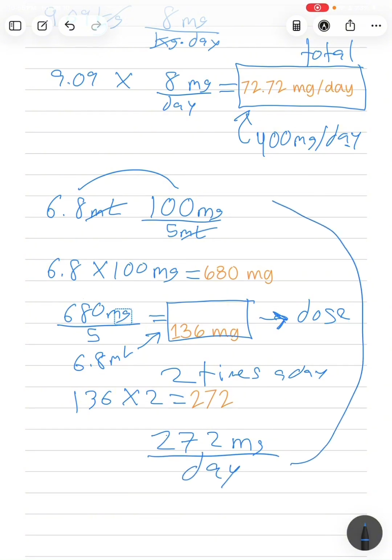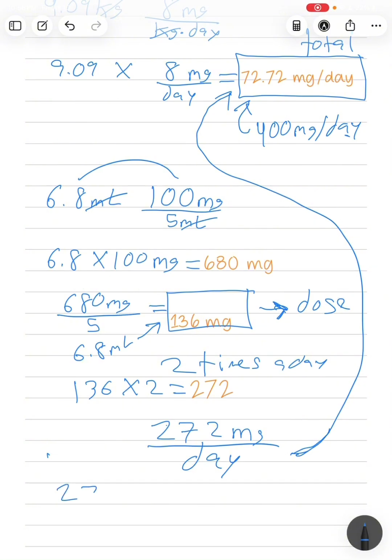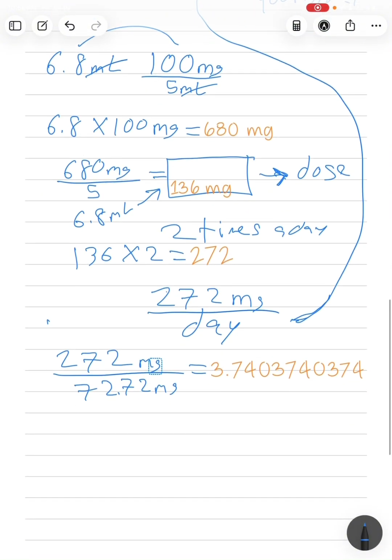That is way different than our recommended dose of 72.72 milligrams per day. The doctor's dose is 272 milligrams, and our recommended dose is 72.72 milligrams. This is a difference of about 3.74, which means that this dose is about 3 to 4 times higher than we expected.